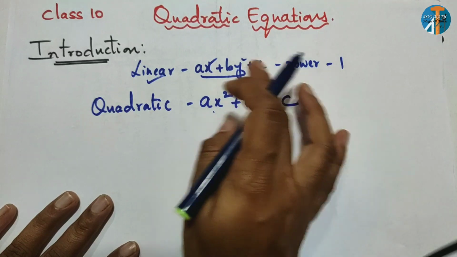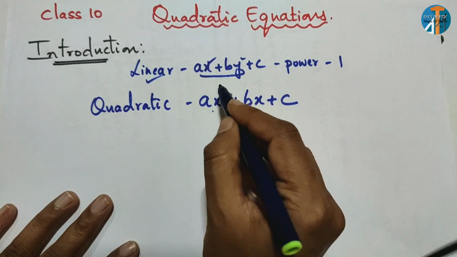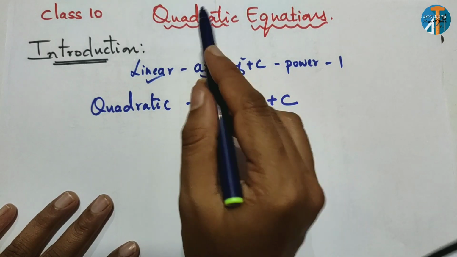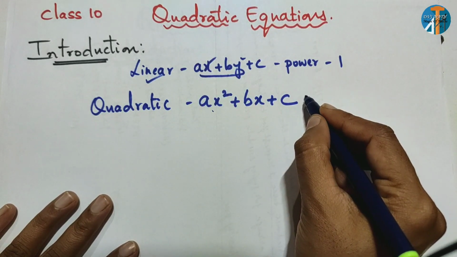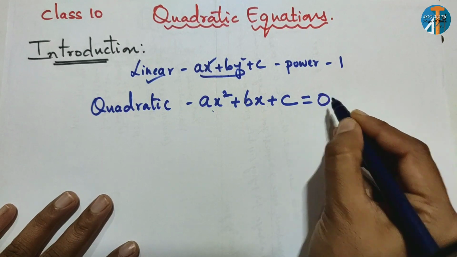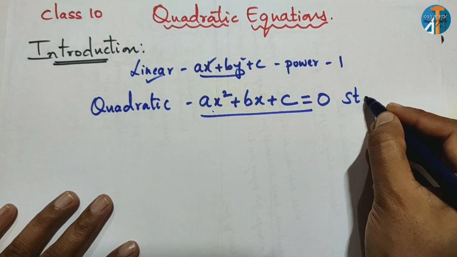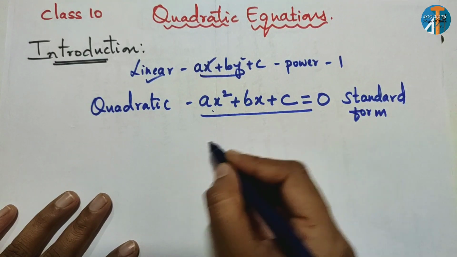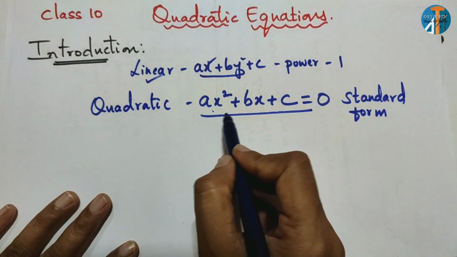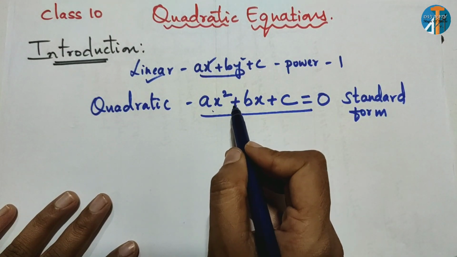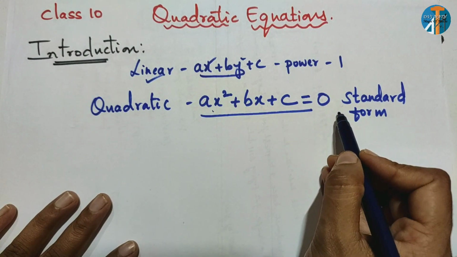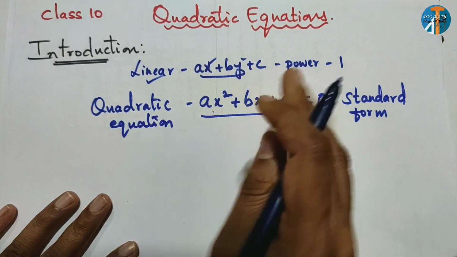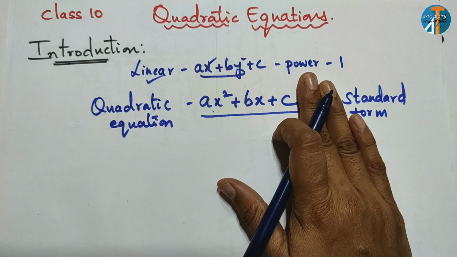The highest power of this whole expression is 2. So if the power of the equation is 2, then we call it quadratic. And remember, this has to equate to 0. So this is the standard form. We call it the standard form of a quadratic equation. If the equation is in the form of ax square plus bx plus c is equal to 0, then it is a quadratic equation.